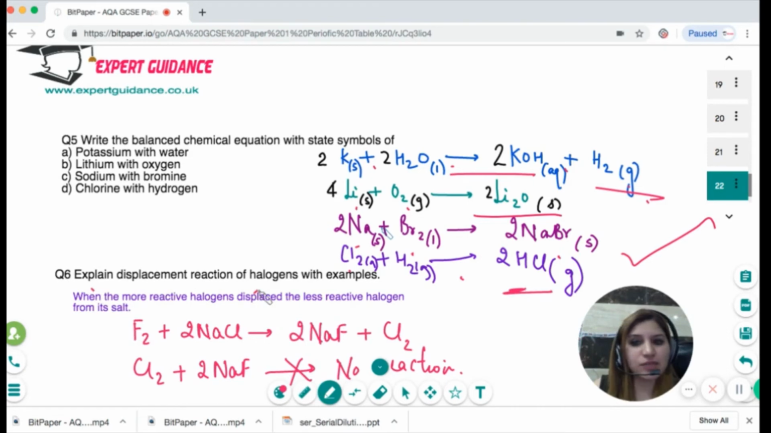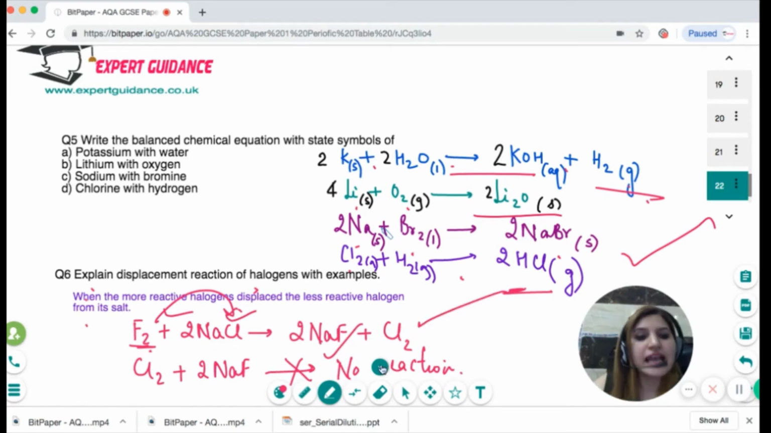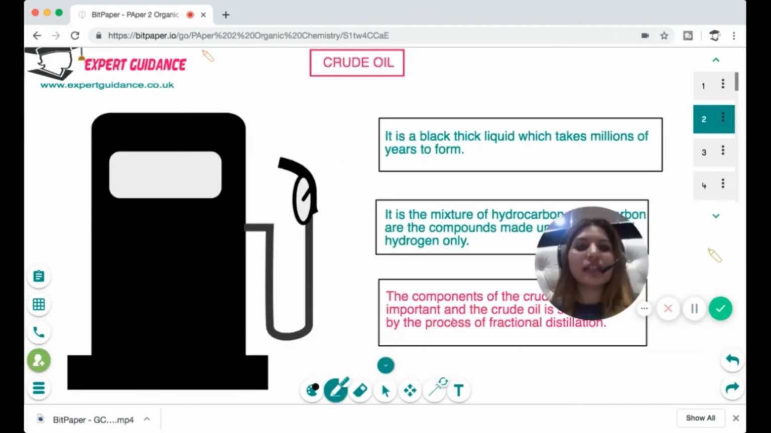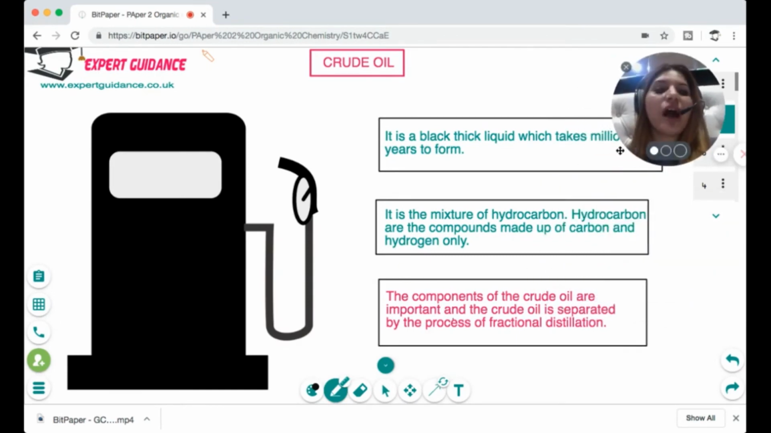Explain displacement reaction: when the more reactive halogen displaces the less reactive from its salt. So fluorine being more reactive alone can displace the less reactive one which is in the compound, and itself form a compound and displaces the other one, so that is chlorine. But if we do it the other way around, chlorine being less reactive cannot take the position of NaF, so no reaction. Now, whenever we talk about organic chemistry, we basically talk about hydrocarbons.